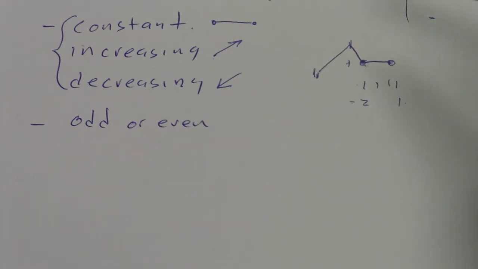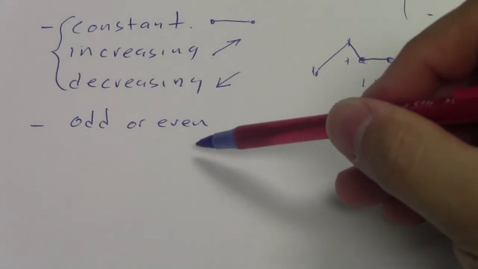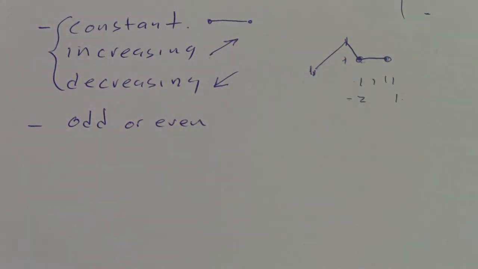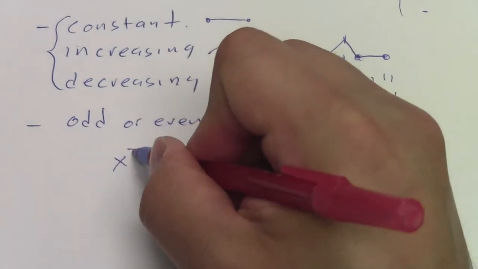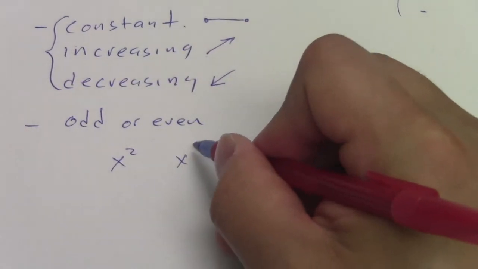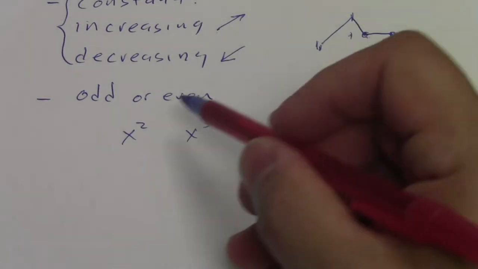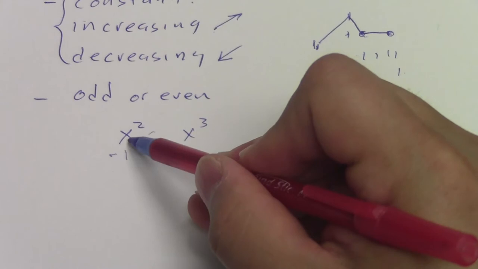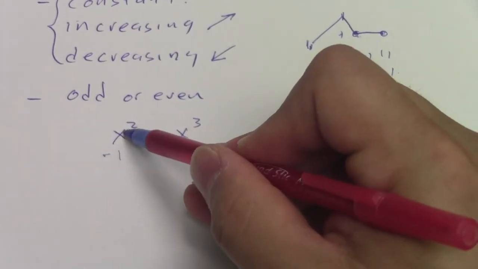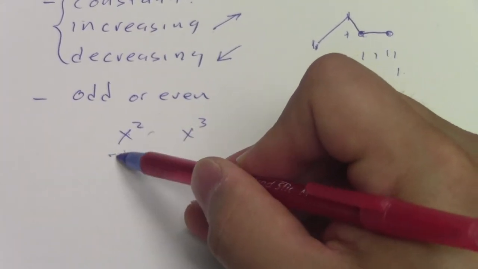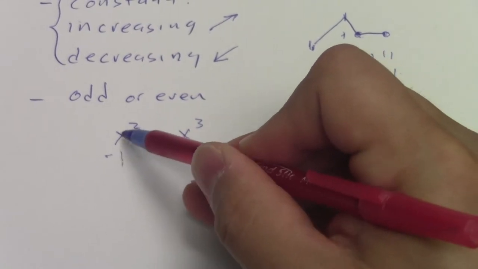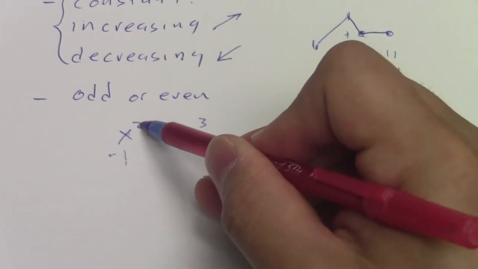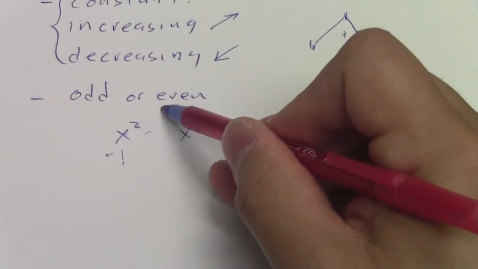Odd or even, that depends on x values. Here, x squared would be an even, x to the third would be an odd, all right? If I put a -1 here, it doesn't change this. So if x is -1, -1 squared is still 1. If I put regular 1 in here, 1 squared is still 1. So that doesn't change, it makes it even.